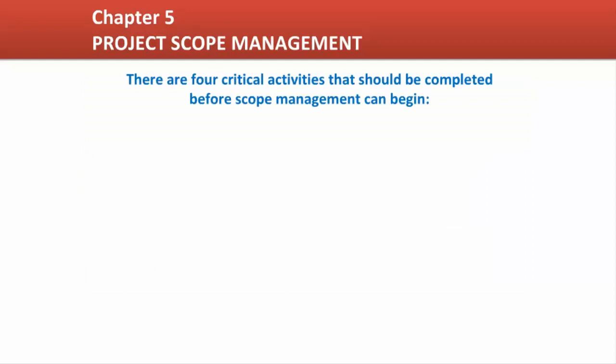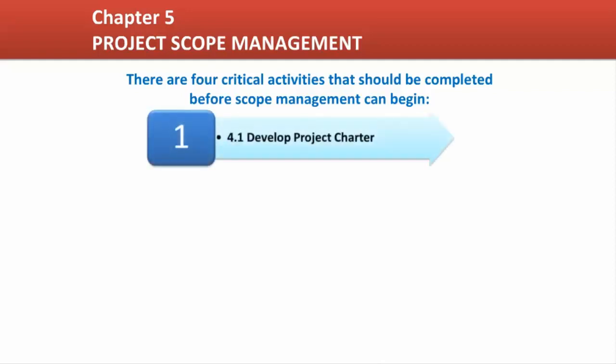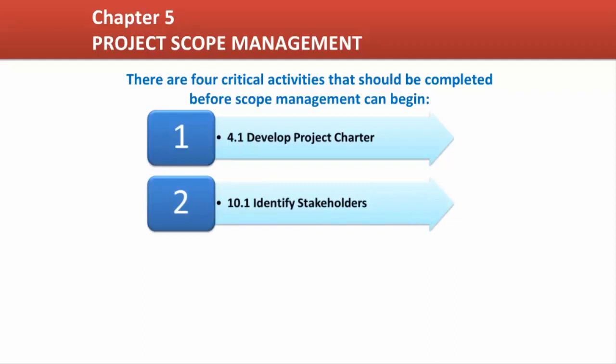There are 4 critical activities that should be completed before scope management can begin. 1. Since we can't determine the work to be performed without a general understanding of the project, we need the Project Charter, 4.1 Develop Project Charter. 2. In order to determine the explicit objectives and deliverables the project needs to produce, we're going to have to talk to the customer and stakeholders, which means we need to know who all the stakeholders are. The Stakeholder Register, created in Section 10.1 Identify Stakeholders, provides us this list.